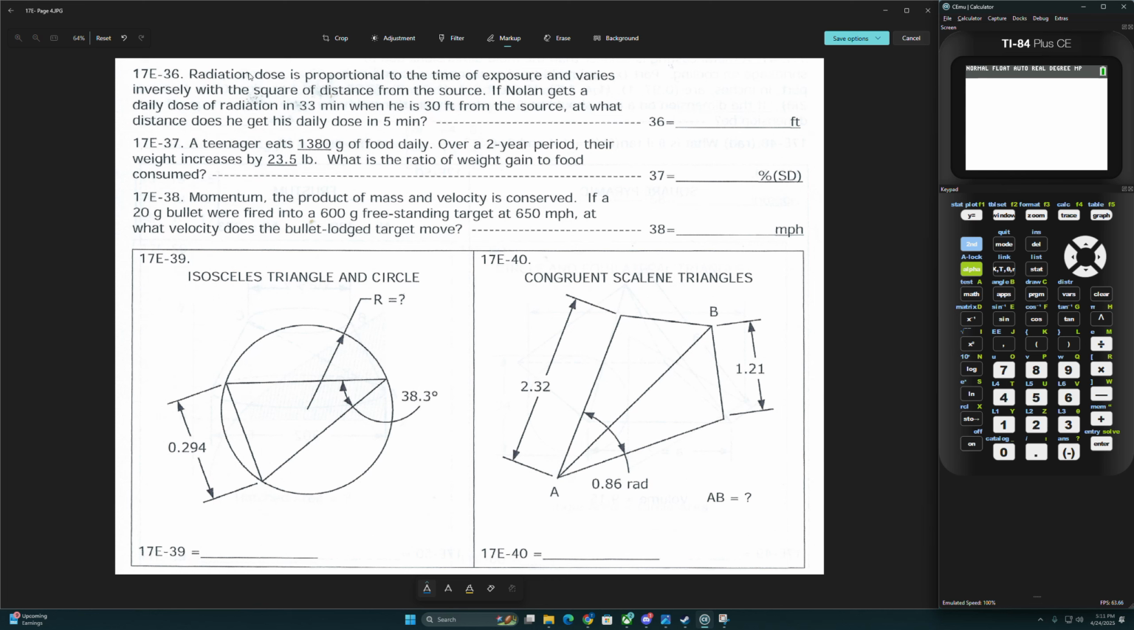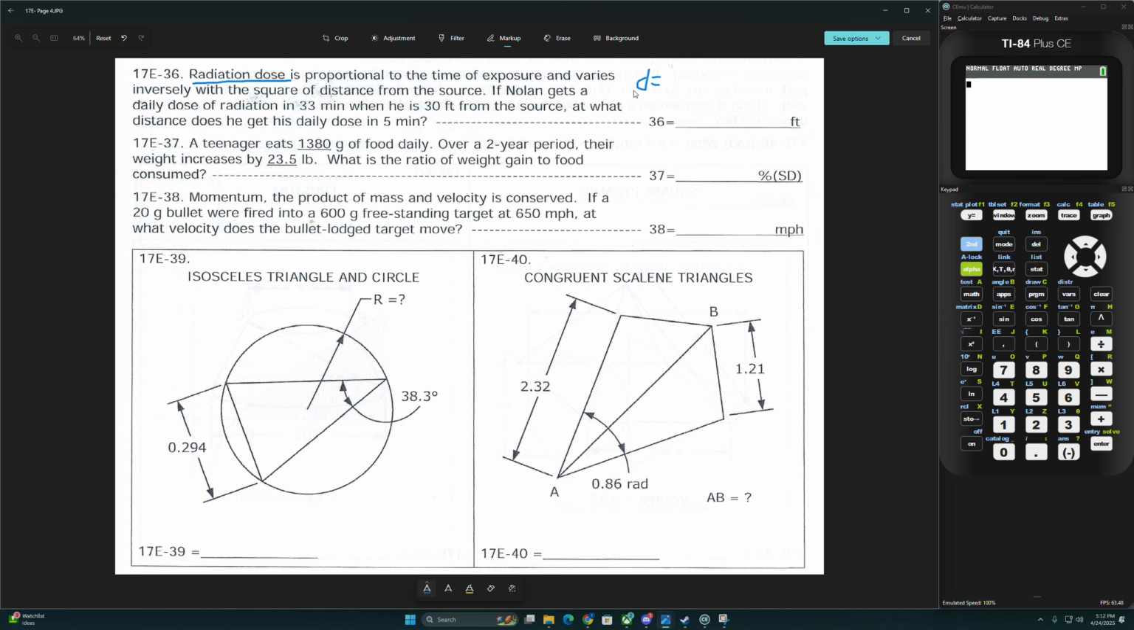All right. Radiation dose is proportional to the time of exposure and varies inversely with the square of distance from the source. So basically, the radiation dose increases with time of exposure, and with the square of the distance, as if the further away you go from it, the lower the radiation dose. So I'll write it out here. I'm going to call radiation dose D for dose, right? Dose is equal to the time of exposure, and it's proportional.